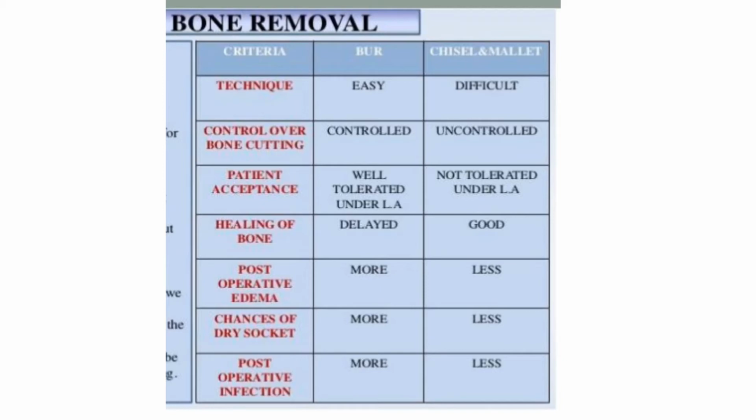Patient acceptance will be well tolerated under local anesthesia, but chisel and mallet technique is not tolerated by patients under local anesthesia. Healing of bone is delayed in burr technique because of heat generated, which destroys the osteogenic cells, but in chisel and mallet technique the healing capacity of bone is good.